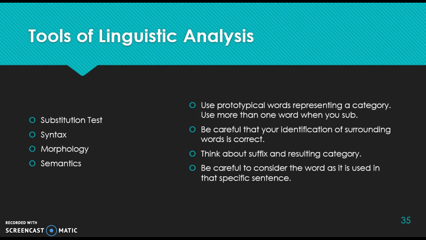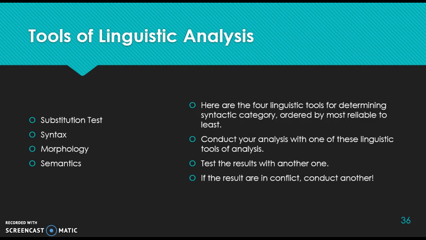Okay, so I'm going to sum up what we have done in this screencast. We have four linguistic tools of analysis: substitution, syntax, morphology, and semantics. When you're using the substitution test, you want to use prototypical words representing that category, and you want to use more than one when you substitute. For the syntax test, be careful that your identification of the surrounding words is correct. For morphology, think about the suffix and the resulting category. And for semantics, be careful to consider the word as it is used in that particular sentence.